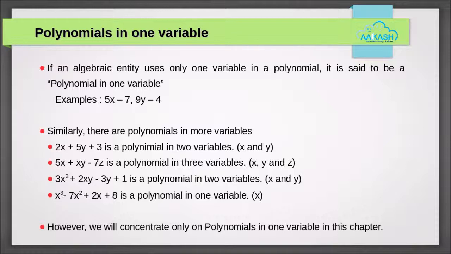Similarly, there are polynomials which have more terms, as given in this example. Note that the fourth polynomial has four terms but has only one variable with different powers. Hence, it is still a polynomial in one variable. We will study this type of polynomials in detail in this chapter.